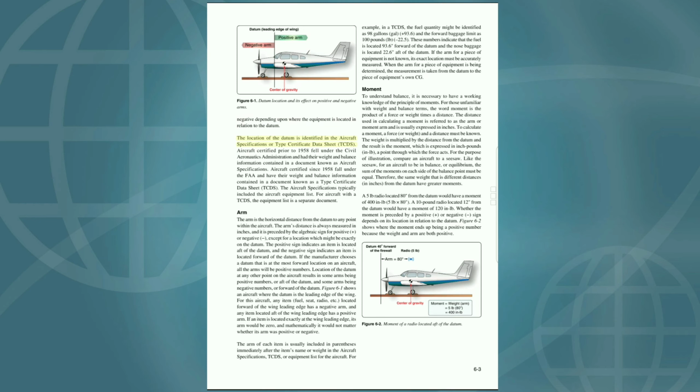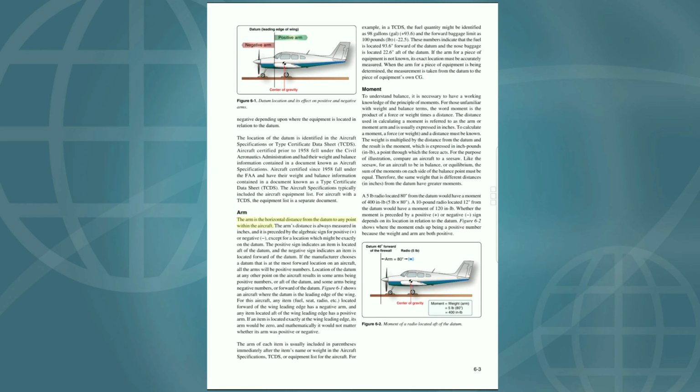The location of the datum is identified in the Aircraft Specifications or Type Certificate Data Sheet, TCDS. Aircraft certified prior to 1958 fell under the Civil Aeronautics Administration, and had their weight and balance information contained in a document known as Aircraft Specifications. Aircraft certified since 1958 fall under the FAA and have their weight and balance information contained in a document known as a Type Certificate Data Sheet, TCDS. The aircraft specifications typically included the aircraft equipment list. For aircraft with a TCDS, the equipment list is a separate document.